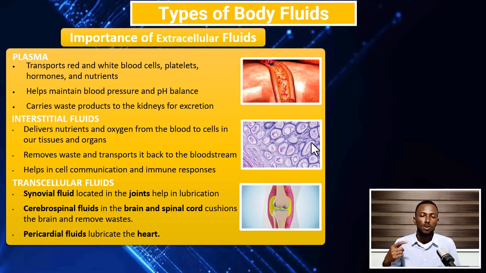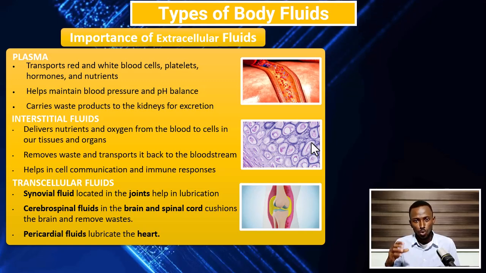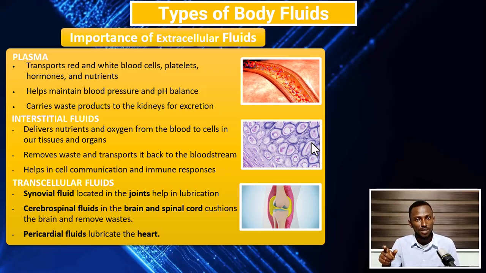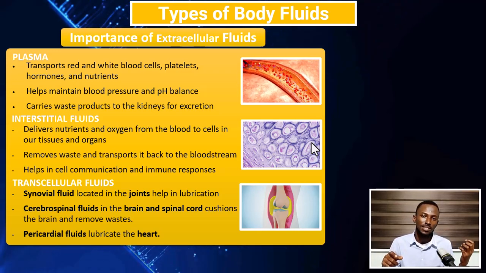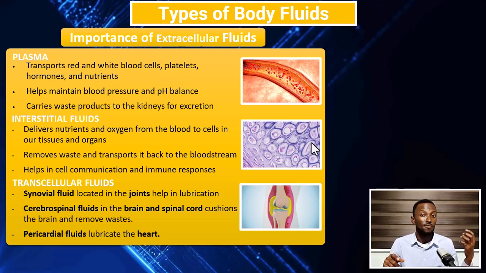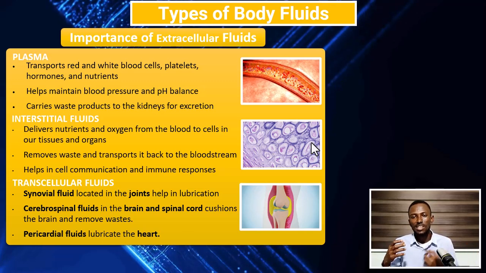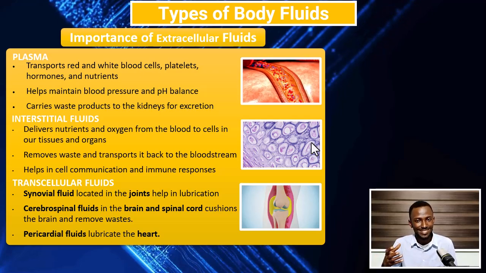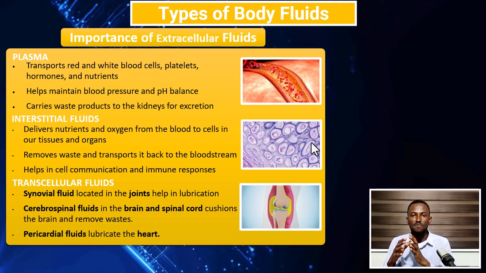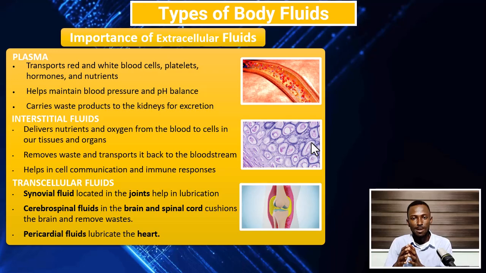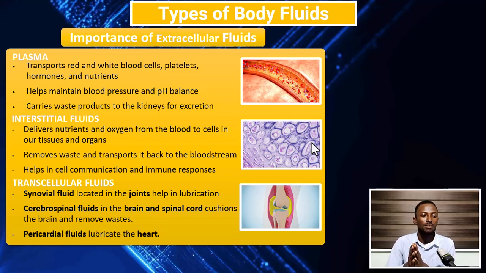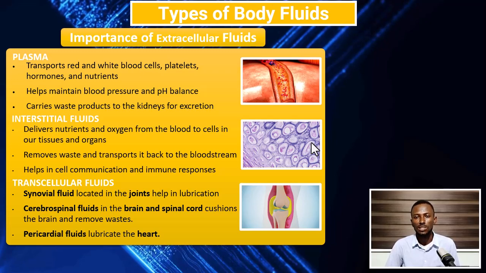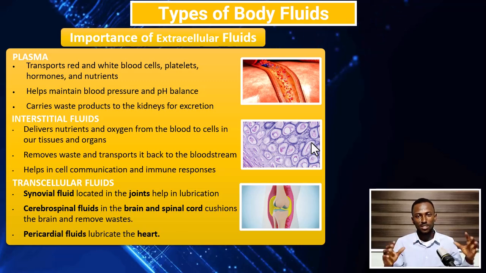So, we also spoke about the fact that the location of a particular body fluid gives it its unique name. So, the ones found in intracellular spaces are known as intracellular fluids. And the ones found in extracellular compartments are known as extracellular fluids. And the ones found in the blood vessels are known as plasma. And the ones found in interstitial spaces are known as interstitial fluids. And then we finally have transcellular fluid. So basically, that was what we've learned so far in this video.